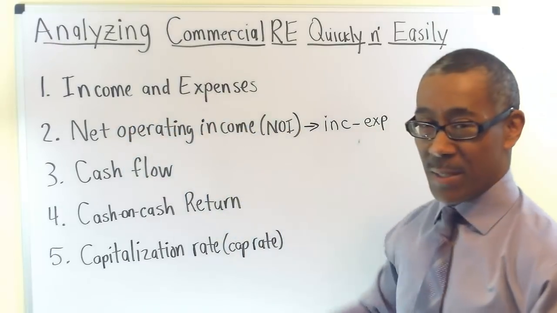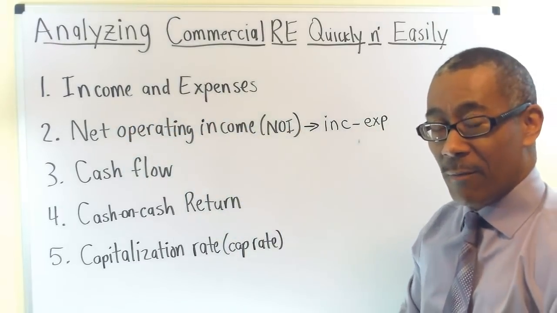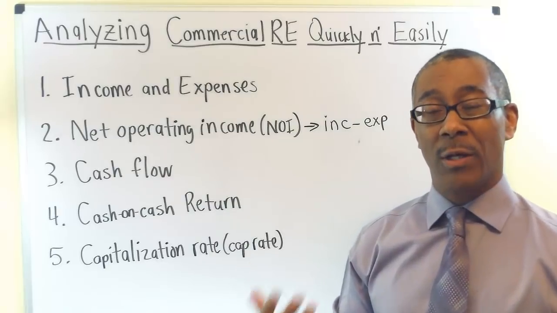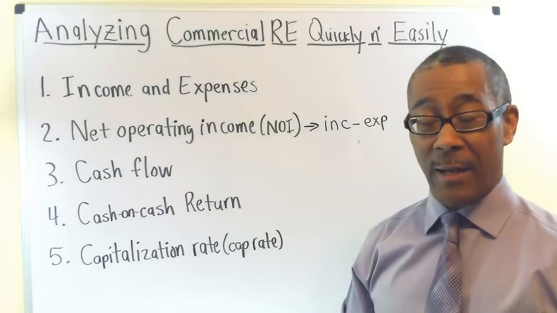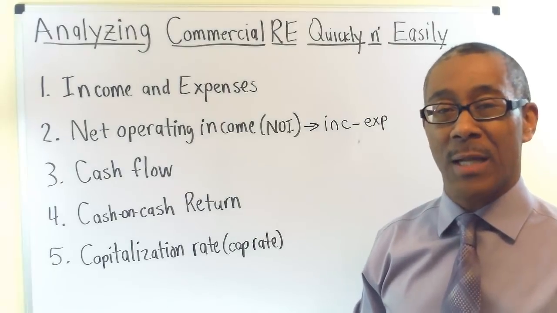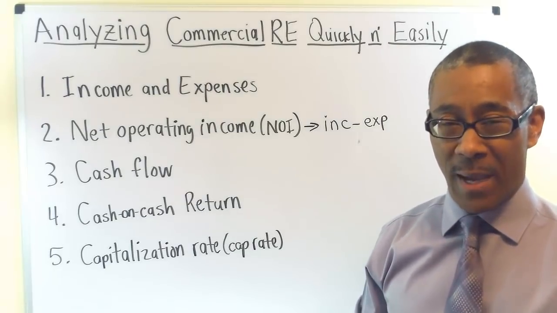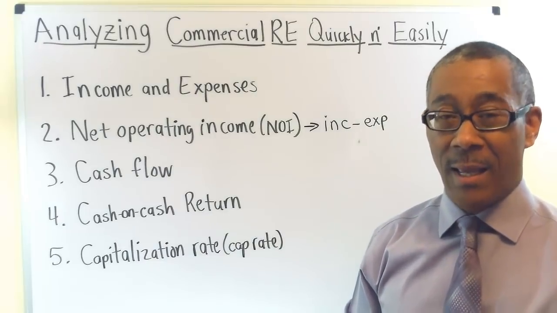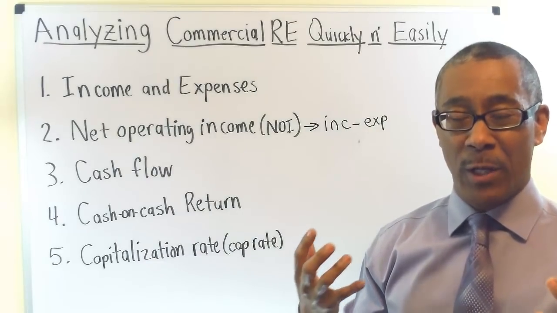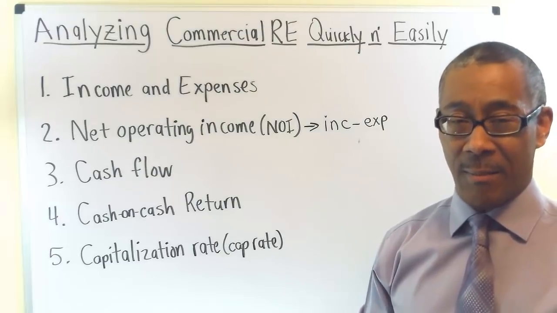Income minus expenses. Now, let's say, for example, that you collected $4,000 in rents for 1 month and you have approximately $1,000 in expenses. So do the math. 4,000 minus 1,000 is $3,000. That $3,000 is what we call your net operating income.